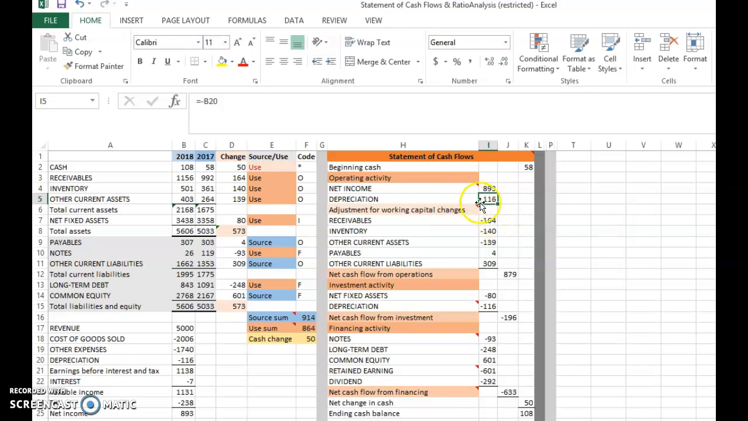So this represents, when it's positive, it's like a cash inflow. If it's negative, it's a cash outflow.